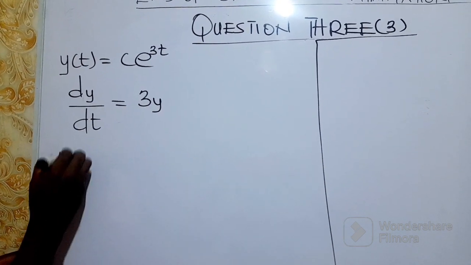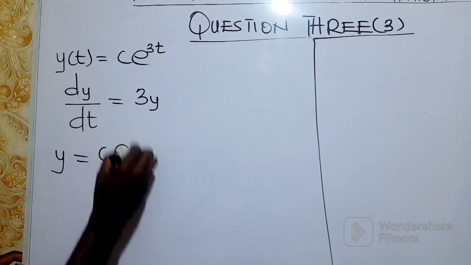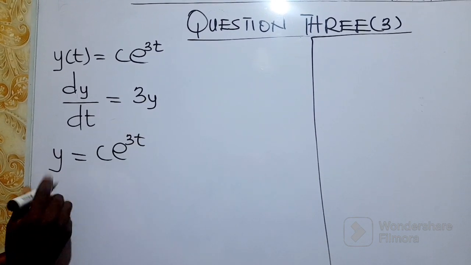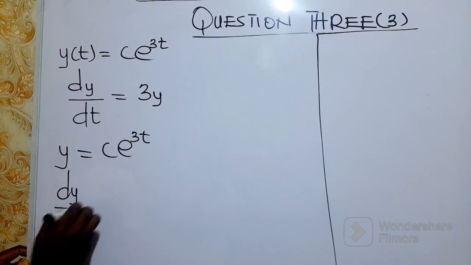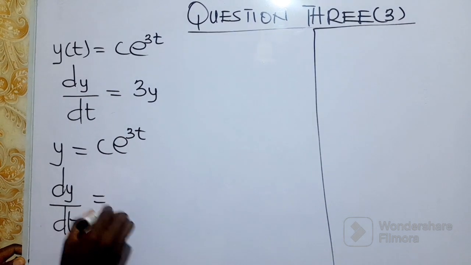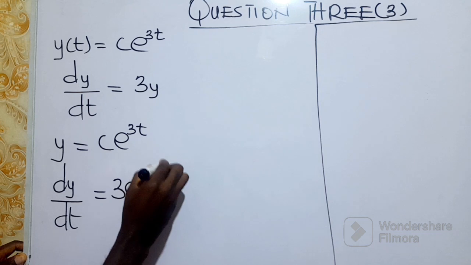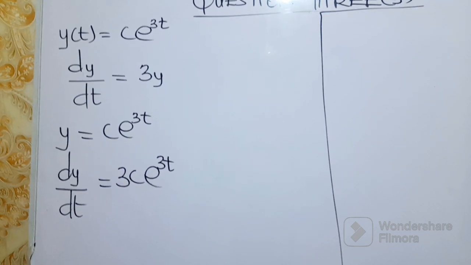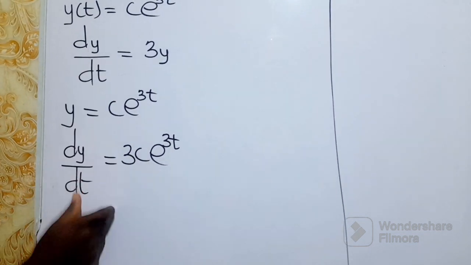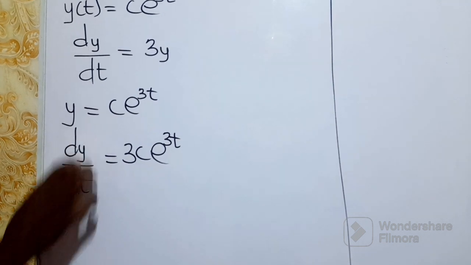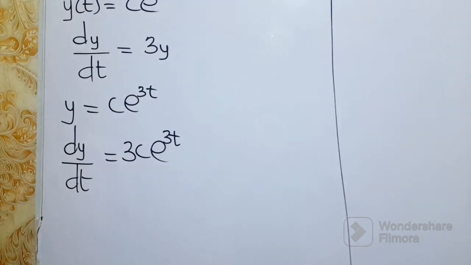So remember, our function is y equals c e exponent 3t. So we differentiate this function. dy over dt will be equal to 3c e exponent 3t, in order to differentiate exponential functions. This is to the first order. So now we know our dy over dt, we substitute into the differential equation.